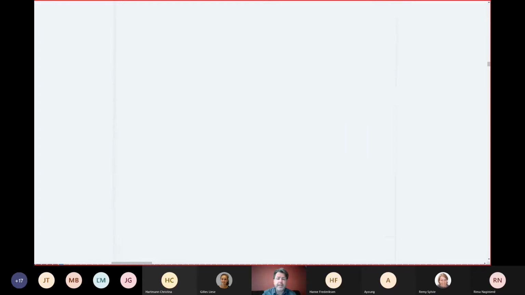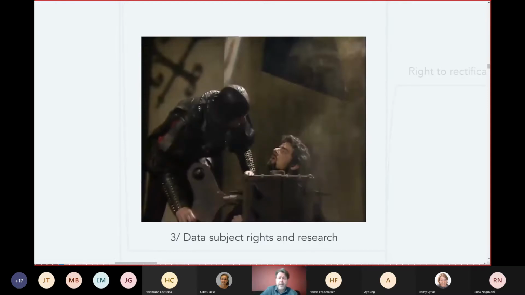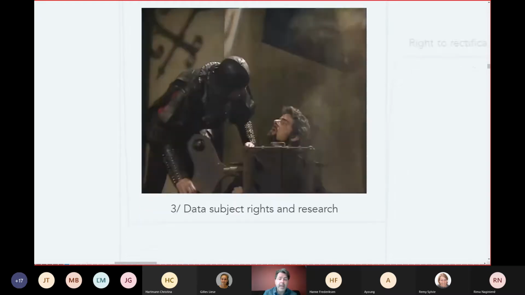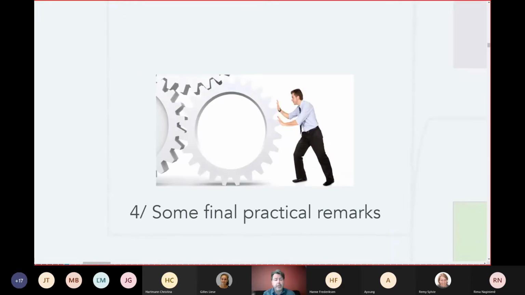And then I will go into the data subject rights themselves in detail and explain how to handle them and what they mean. So this will be a list of all the data subject rights. Some are very important for researchers, some are less important. So I will emphasize, of course, the data subject rights that are relevant for researchers. And then finally, I will give you some last practical advice.